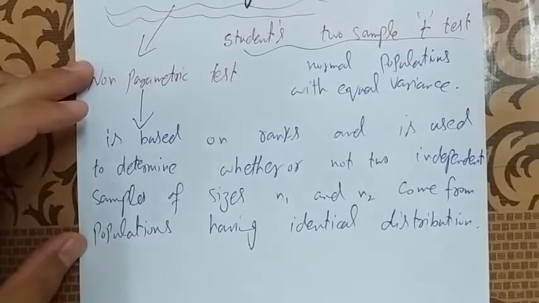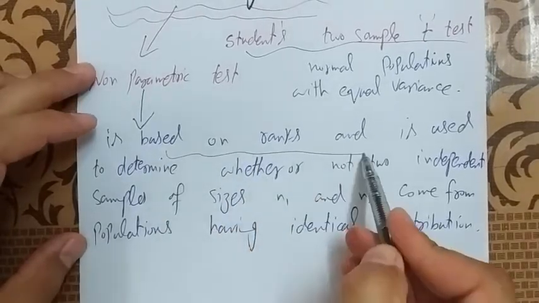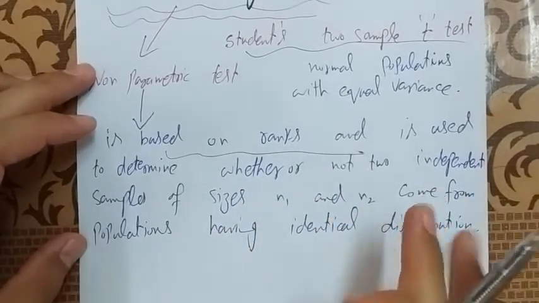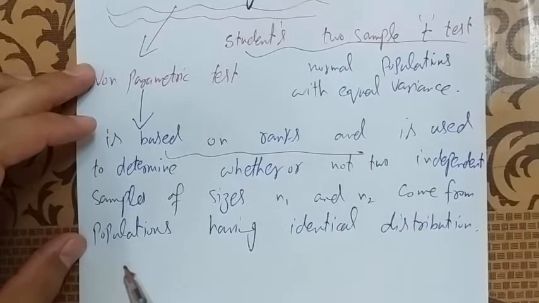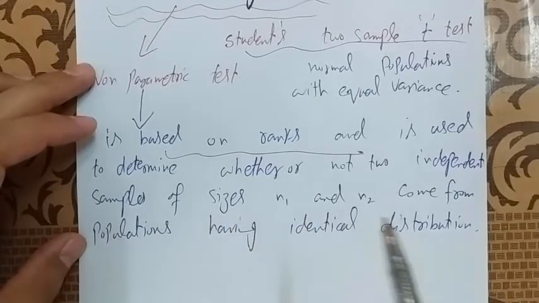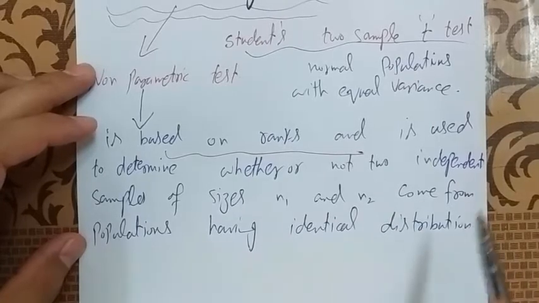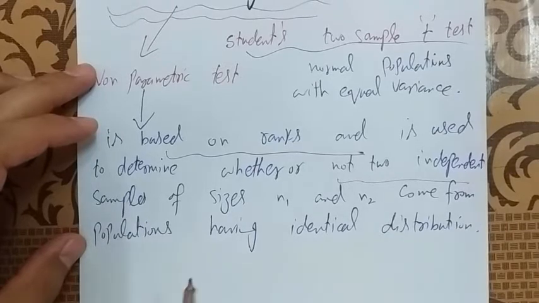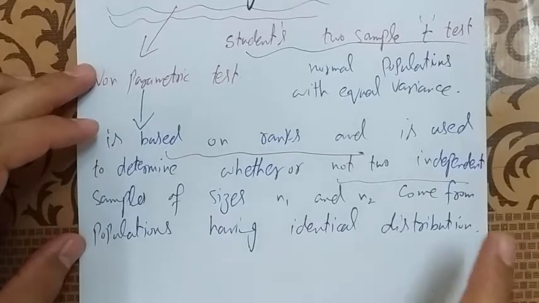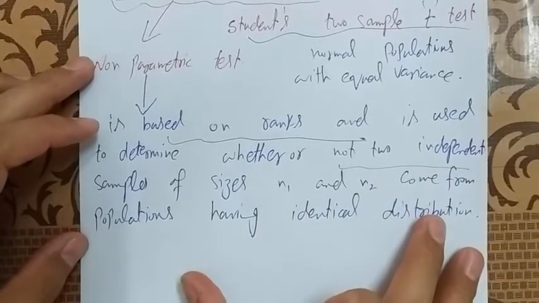Okay, students, this test should be kept in mind. The Mann-Whitney U test is also based on rank, and in this test the data that we collect comes from two populations, that is sample 1 and sample 2. It is not compulsory that the data in the samples come from independent or dependent populations.